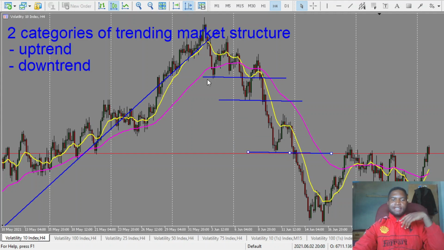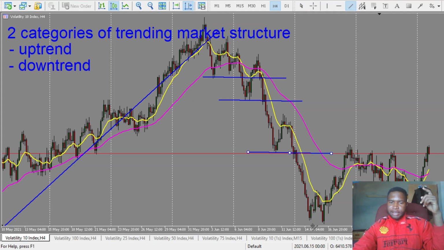This was the first level of support. Market pulls back, and instead of breaking this previous level of resistance right here, it decides to break this previous level of support, and then we already know that we are no longer in an uptrend, but we are now in a downtrend. It continues to break these previous levels of support until it gets here.